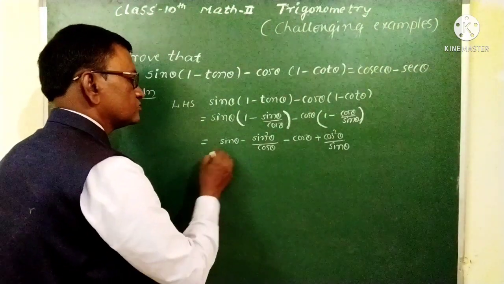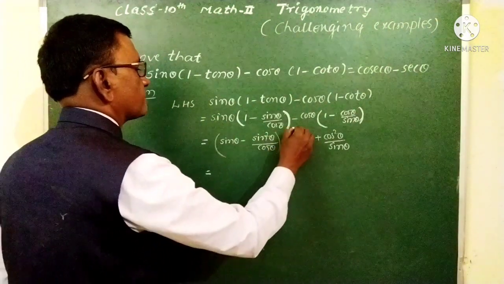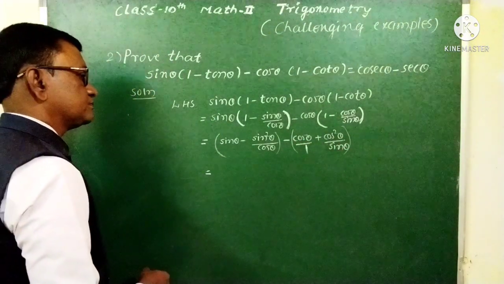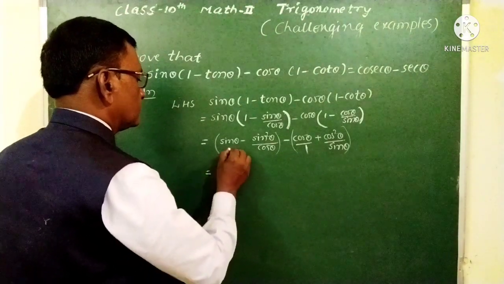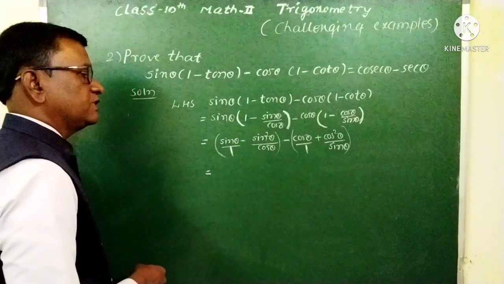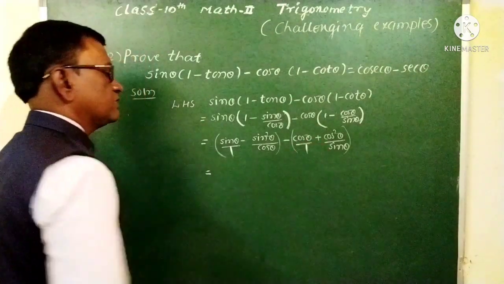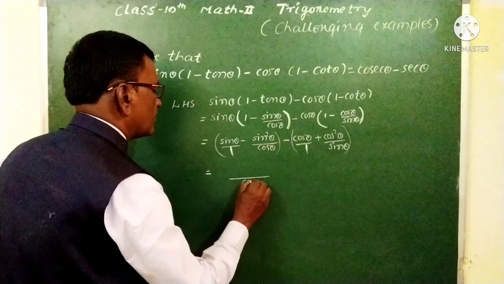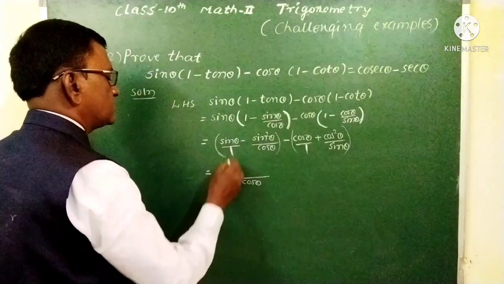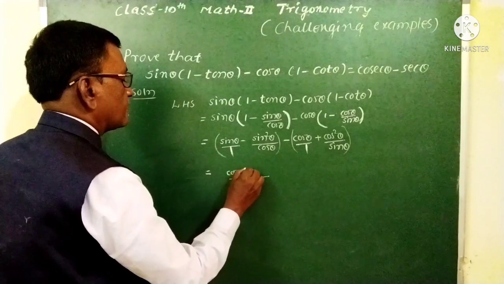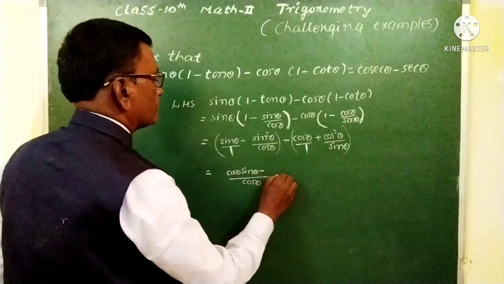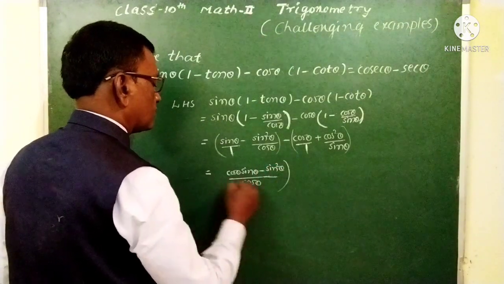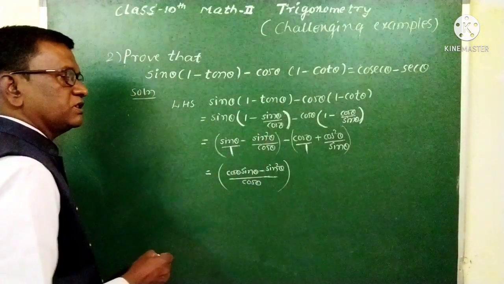Now you solve these two terms first and these two terms first. As here is no number, it means 1 is the denominator. So LCM is here. 1 into cos theta is cos theta, and the term is cos theta sin theta minus sin square theta. 1 into sin square theta is sin square theta.